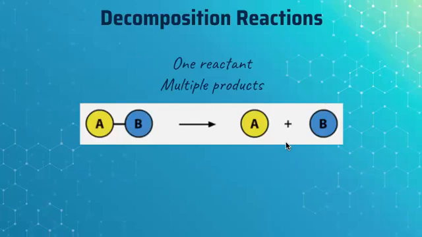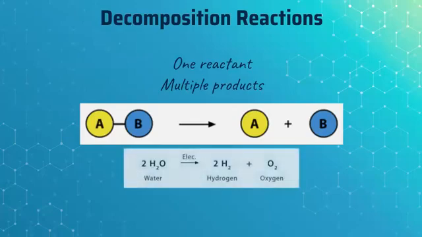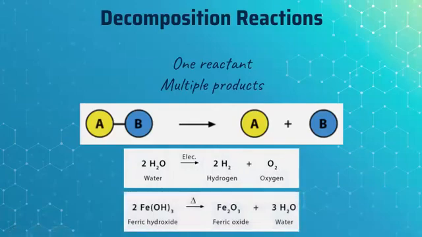But if you remember your synthesis reactions, you have multiple reactants and one product. So it's actually turning this arrow around. Synthesis and decomposition are opposites of each other. In synthesis, you put things together to create one product. In decomposition, your one reactant breaks apart into multiple things. A couple examples here, we have water decomposing into hydrogen gas and oxygen gas, and ferric hydroxide decomposing into ferric oxide and water.